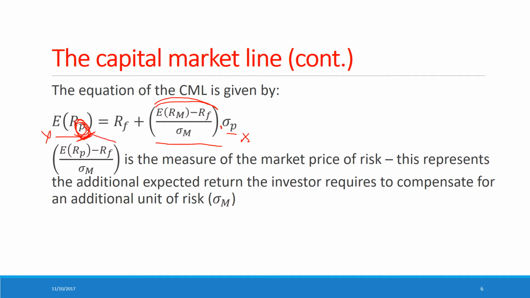The slope of the capital market line is the measure of the market price of risk. This represents the additional expected returns that the investor requires to compensate for an additional unit of risk.